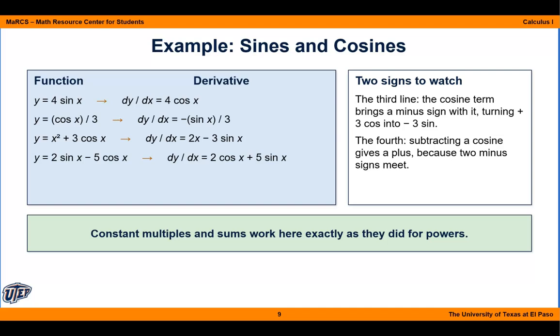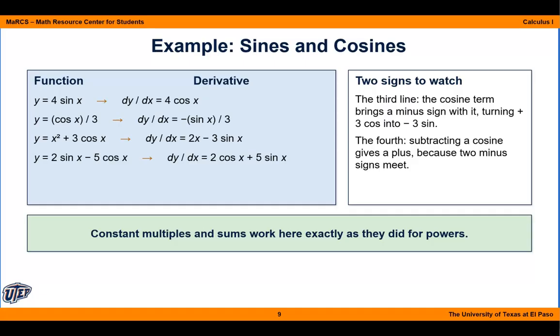Now let's combine the trigonometric rules with the constant multiple, sum, and difference rules. For y equals 4 sine x, the 4 remains in front, and dy dx is equal to 4 cosine x. For y equals cosine x divided by 3, the factor 1/3 remains unchanged, and dy dx is equal to negative sine of x divided by 3. For y is equal to x squared plus 3 cosine x, differentiate term by term. The result is dy dx is equal to 2x minus 3 sine x. The positive cosine term produces a negative sine term.